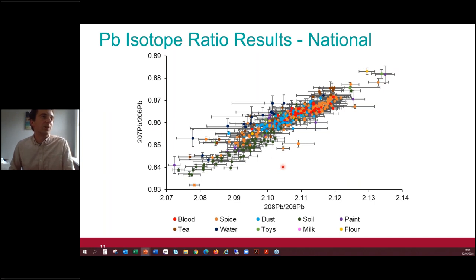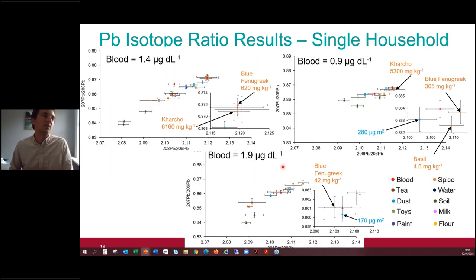So that's looking at the results on a national kind of scale. But what we can also do is look at them from more of a single household or an individual point of view. So I've just picked out three examples here. The first example up here had the spice sample with the highest lead total concentration. This is actually one of the Georgian spice mixes. And it had a second spice that had quite a high lead concentration. What we saw was that the lead isotope composition of these two spices was isotopically indistinct from the lead in the blood. So maybe a good indication that the lead in the blood is potentially coming from one or both of these spices.